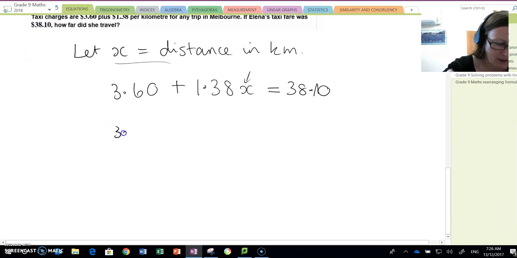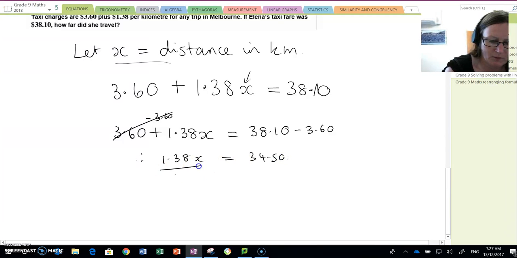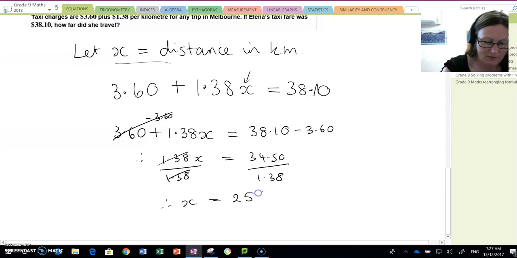So I'll just write it again a little bit neater. $3.60 flag fall plus $1.38 per kilometre, and she spent $38.10. I'm going to take $3.60 from both sides to cancel that out. So then I've got 1.38x is equal to $34.50. Divide by 1.38, cancel, cancel, divide by 1.38. That gives us x is 25. So our sentence, because it started as a sentence: Eleanor must have travelled 25 kilometres.